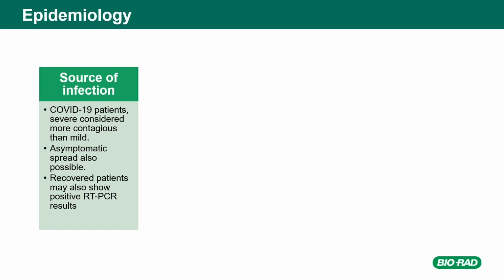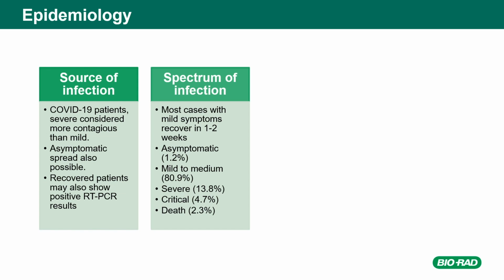Now let's talk about the epidemiology of COVID-19. The source of COVID-19 infection are the COVID-19 patients and or those who have tested positive for SARS-CoV-2 RNA, as we know that asymptomatic spread is possible. Further, recovered patients may also show positive viral load results, and the ability for them to transmit is being investigated.